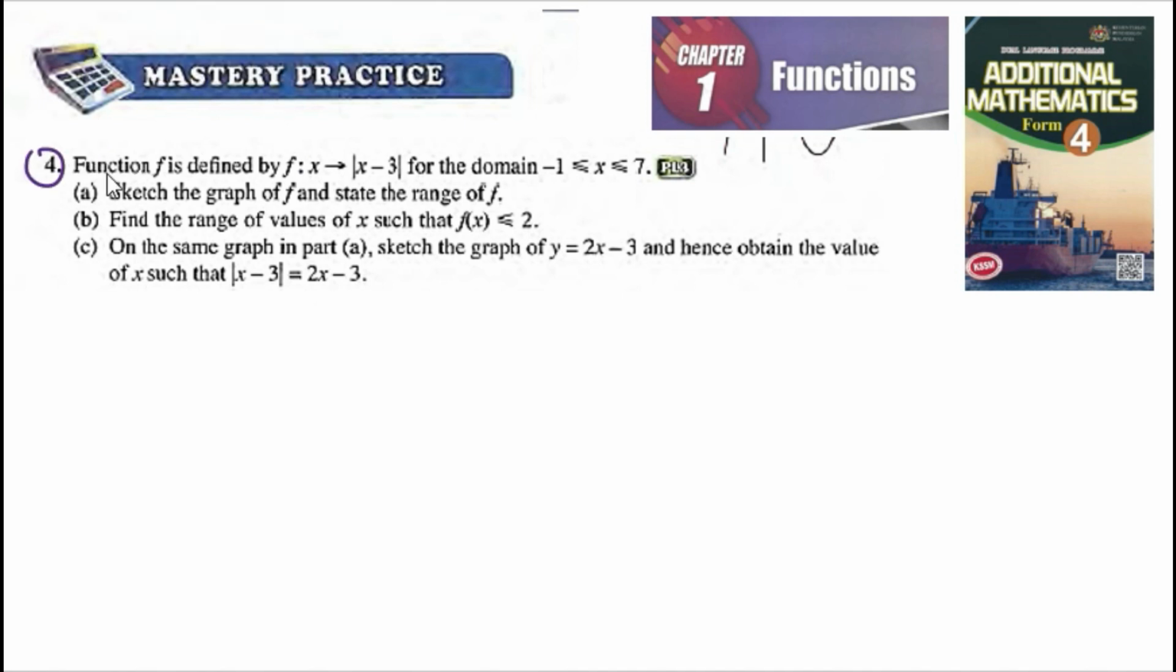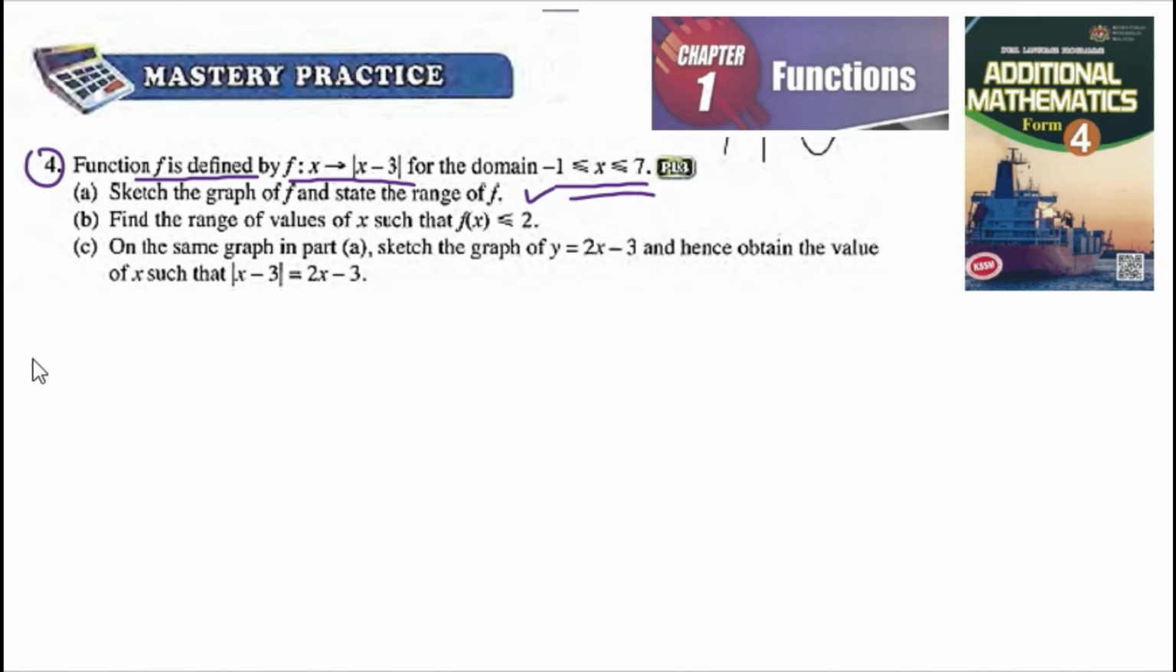So number 4, the function f is defined by f(x) = |x − 3| for the domain. So this is the domain. Sketch the graph of f and state the range of f. So let's sketch the graph. We see here x is from -1 to 7.